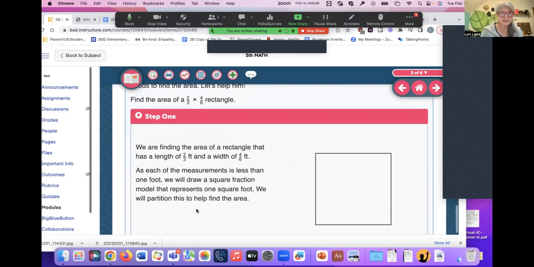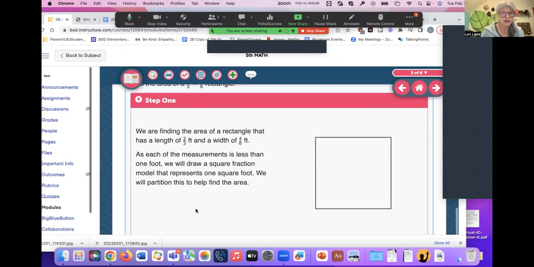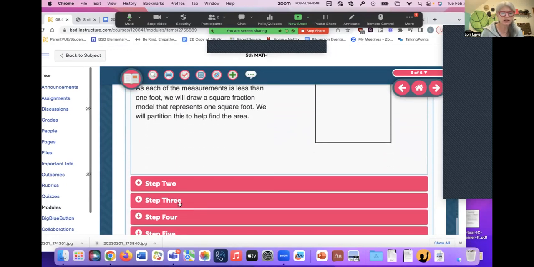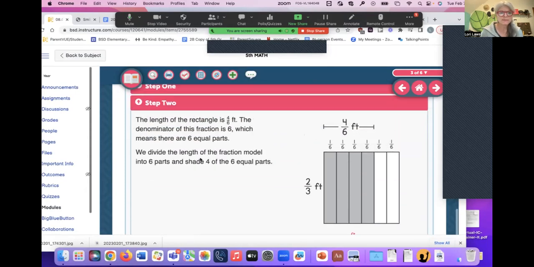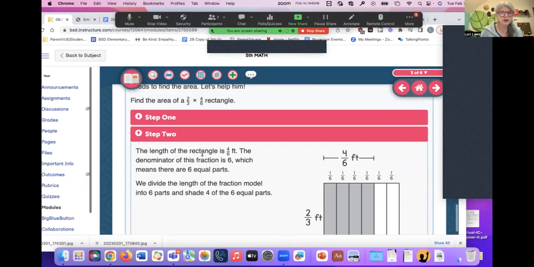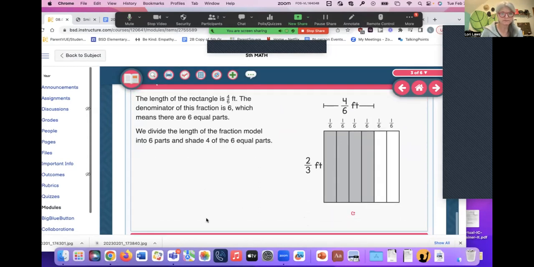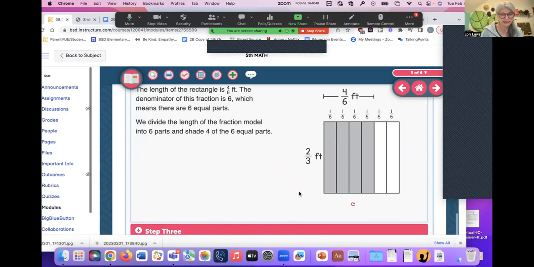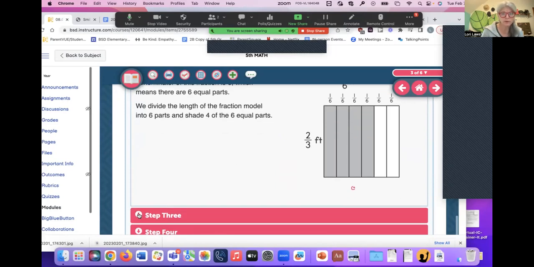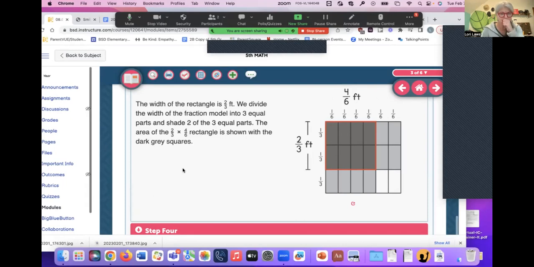As each of the measurements is less than 1 foot, we'll draw a square fraction model that represents 1 square foot. We'll partition it to help find the area. Step 2, the length of the area is 4/6. So we broke it into 6 and we colored in 4 of them. Remember, we did that vertically. This is just like we did earlier when we were multiplying fractions.